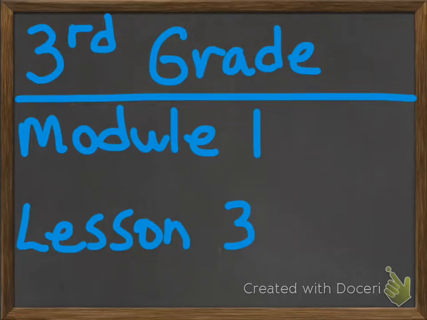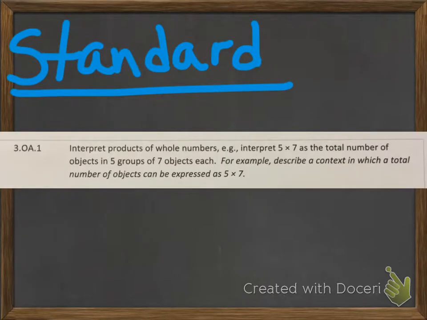Third grade, Module 1, Lesson 3. The standard is 3.OA.1, Operations and Algebraic Thinking, where we're going to interpret products of whole numbers.